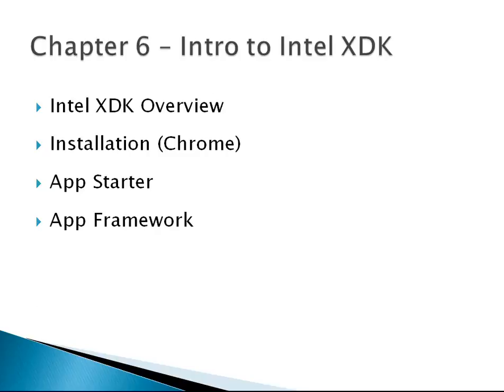In Chapter 6, we'll get into Intel XDK. It's a cross-platform HTML5 development framework. We will install it. You can actually install it as a Chrome extension. We'll look at something called App Starter, which is a GUI tool to create an app with buttons and input and different kinds of elements. And we'll also look at the App Framework, which is another mobile framework, kind of like jQuery Mobile. So we'll get into that.